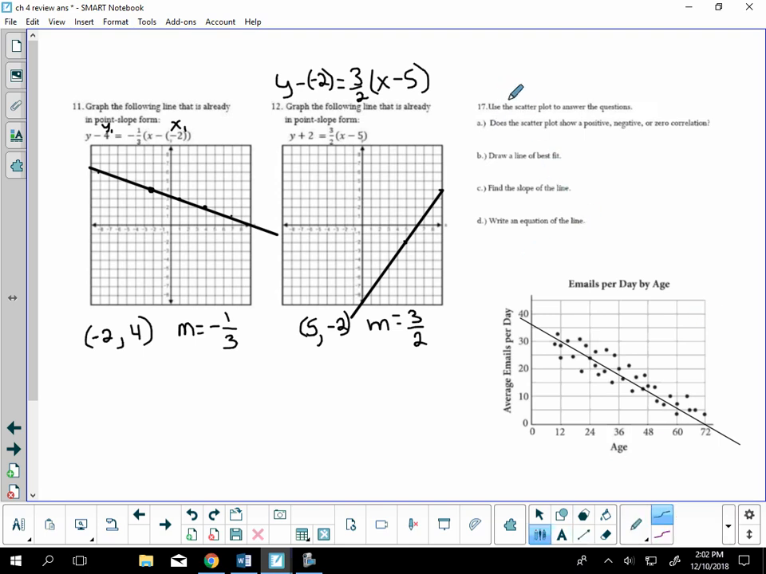17 here. Use a scatter plot to answer the following questions. Does the scatter plot show a positive, negative, or 0 correlation? I'm going to go with a negative.